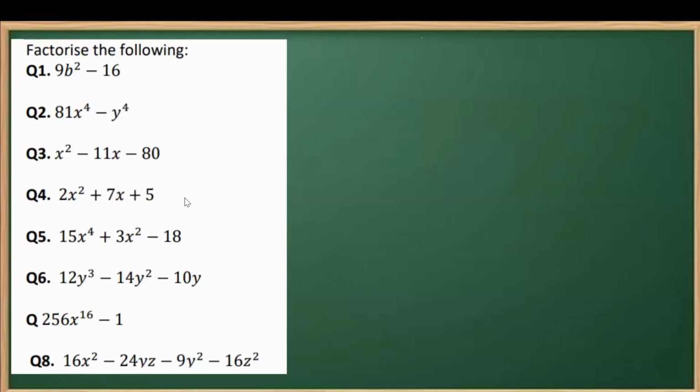Now here I've taken 8 questions. We'll be factorizing these. Now in the first question, it is factorize 9b square minus 16. So we are going to apply this identity, that is a square minus b square is what? A plus b multiplied by a minus b. So that's what we will do here.